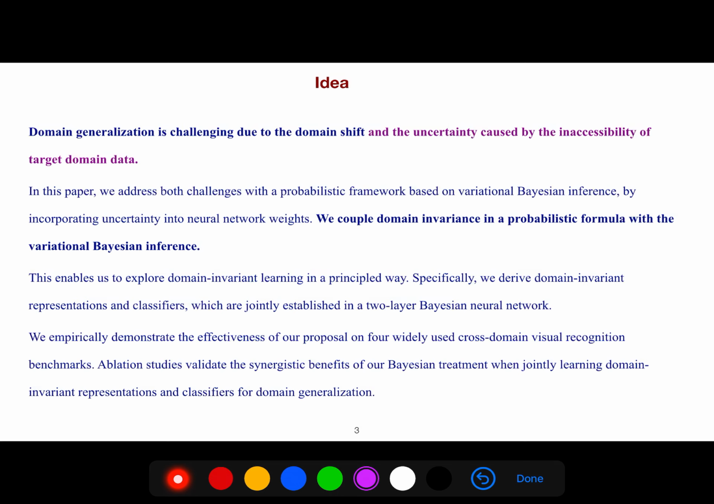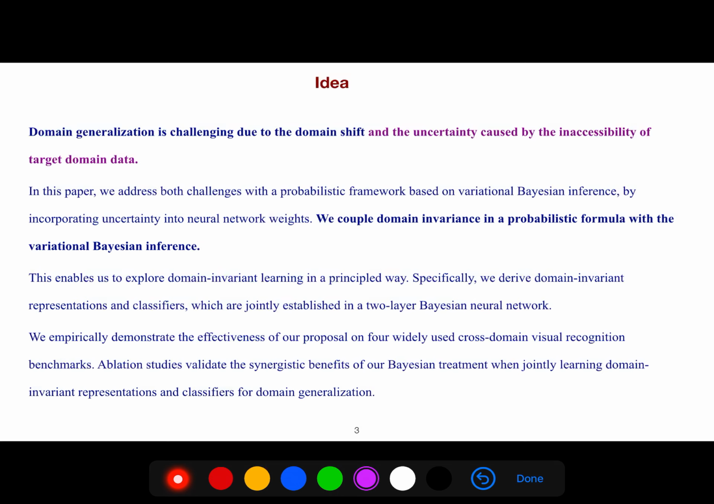domain data. In this paper, we address both challenges with a probabilistic framework based on variational Bayesian inference by incorporating uncertainty into neural network weights. We couple domain invariance in a probabilistic formula with the variational Bayesian inference. This enables us to explore domain invariant learning in a principled way, specifically with derived domain invariant representations and classifiers which are jointly established in a two-player Bayesian neural network.